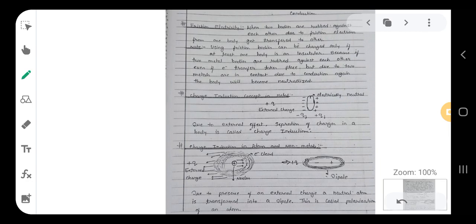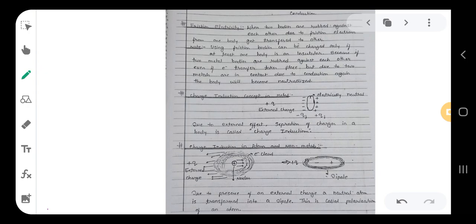Okay, now let us see the electrification due to friction. When two bodies are rubbed against each other, due to friction, electrons from one body get transferred to the other uncharged body. Using friction, bodies can be charged only if at least one body is an insulator, because if two metal bodies are rubbed against each other, even if electron transfer takes place, since the metals are in contact, due to conduction, the bodies will again become neutralized.